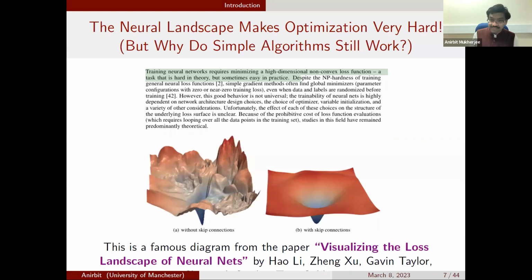But why is it working? That's the mystery. If neural net training was hard, the subject would not be there. The whole point is that it's easy to train neural nets. It's super easy to train neural nets despite this incredible complexity of the function. And that is the mystery that we want to explain, and that we're still trying to explain. How do simple algorithms work when the objective function is so much more complicated?